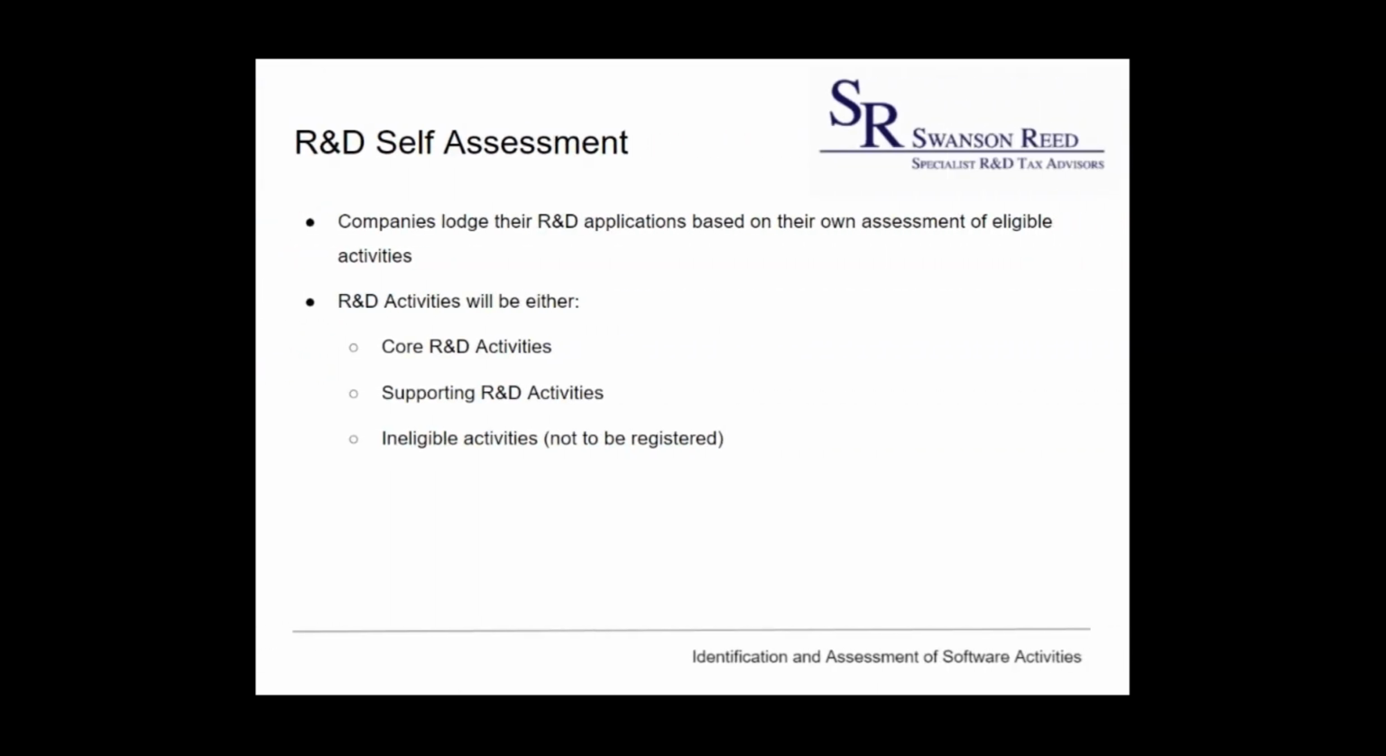The R&D tax incentive operates under a self-assessment framework, meaning companies lodge their R&D applications based on their own assessment of eligible activities and may have to substantiate their activities at a later time if their registration is subjected to a compliance review. For the purposes of assessment of activities under the R&D tax incentive, activities that a company conducts may be either eligible core R&D activities, eligible supporting R&D activities, or ineligible activities not to be registered. In order to register eligible activities in a given year, a company must conduct or plan to conduct at least one eligible core R&D activity.